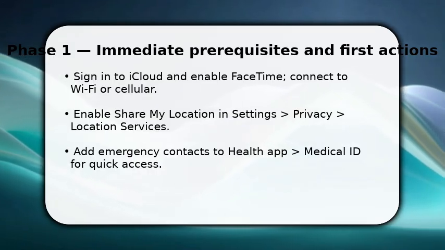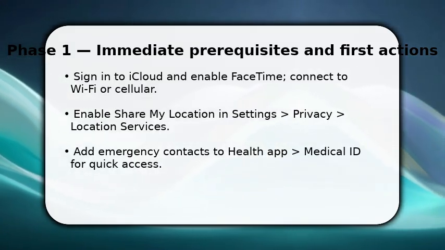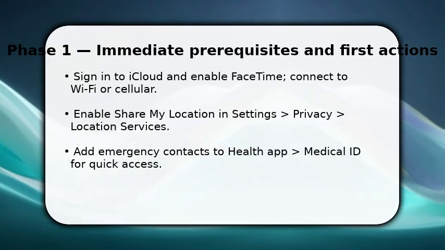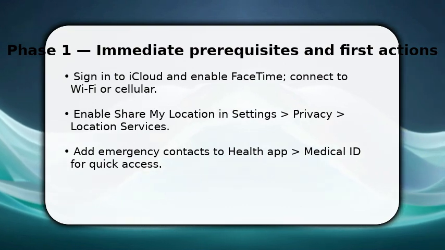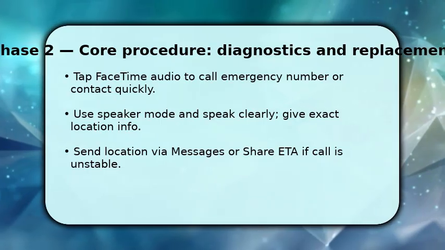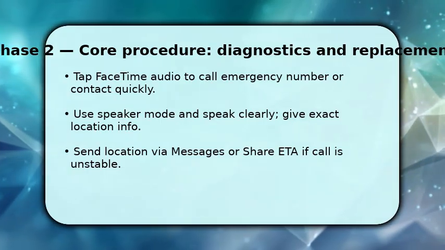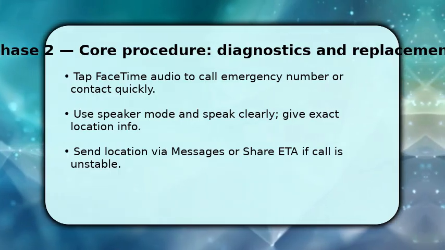If you use an iPhone with cellular calls enabled, your iPad can place a regular call through that phone, so check Settings FaceTime and Settings Cellular for linked devices before dialing. Tap the FaceTime audio button to call, don't delay. Once connected, switch to speaker so you can keep your hands free and speak clearly. Give address, landmarks, and specific floor or apartment info.